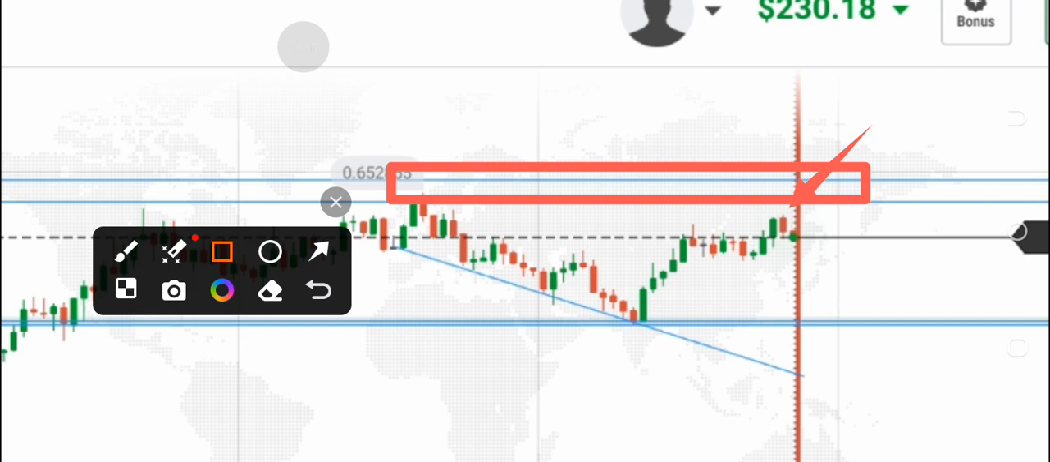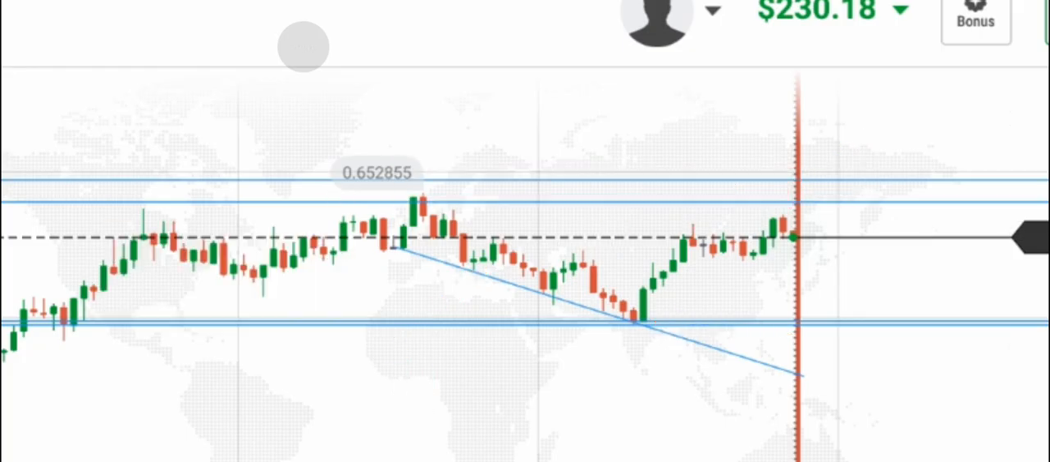Either an engulfing candlestick like this, a hammer candlestick, an inverted hammer candlestick like this, a hanging man like this, or maybe a spinning top candle. A spinning top candle is a small candle that looks like this, with a little wick up and below. This is what a spinning top candle looks like.